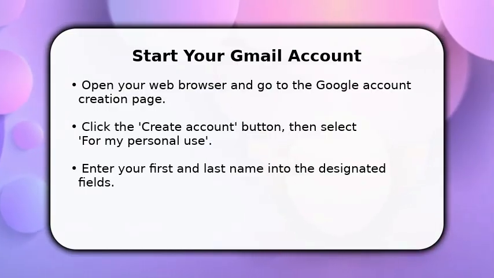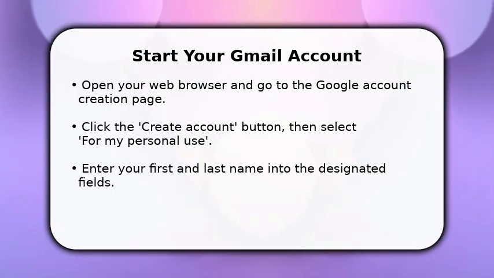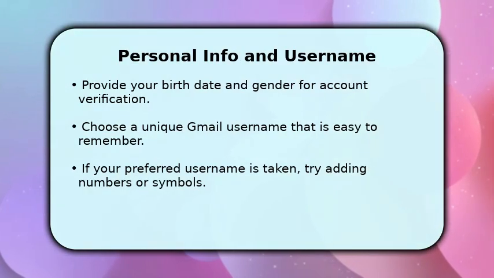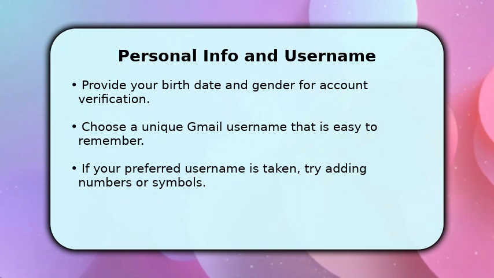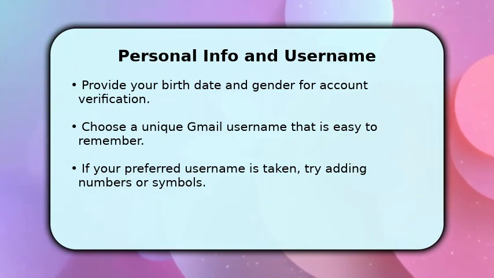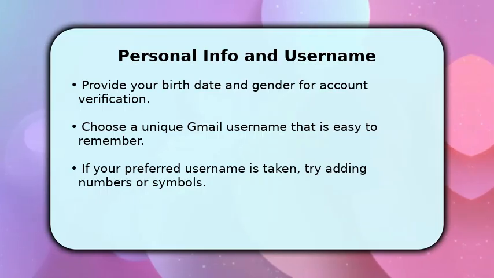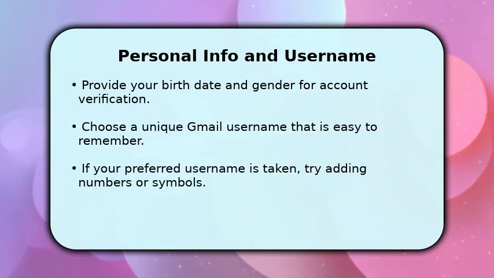Next, you will be prompted to enter your first and last name. Type these into the respective fields to begin setting up your new account. After entering your name, you'll need to provide your birth date and gender. This information helps Google verify your identity and personalize your experience.